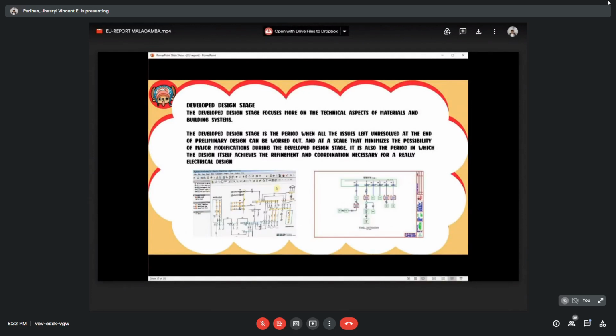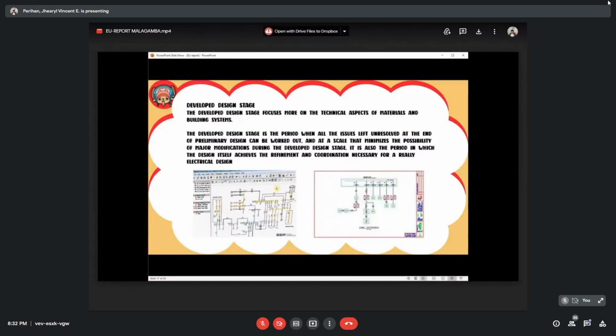Next is the developed design stage. The developed design stage focuses more on the technical aspects of materials and building systems. So here we will see the more complicated drawings, with many details and all. But in the next stage, there will be even more details, more refined compared to here.